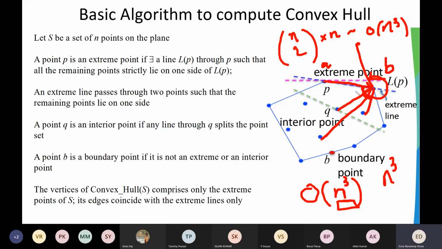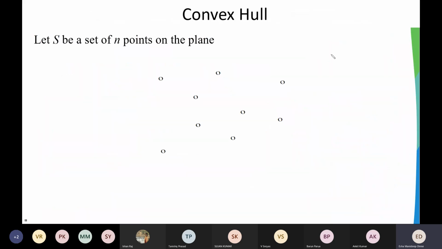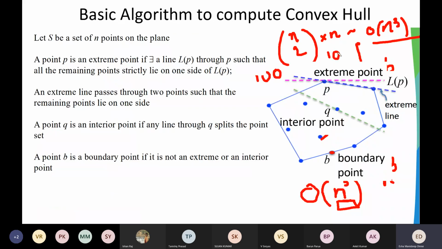So this is actually a very inefficient algorithm, because it takes a very long time. You need to check every line, and for each line you need to check whether each point is on the same side or not. It is quite inefficient. If this is order of n cube time, and you give something like 100 points, it takes time proportional to 100 power 3, which is 10 power 6.